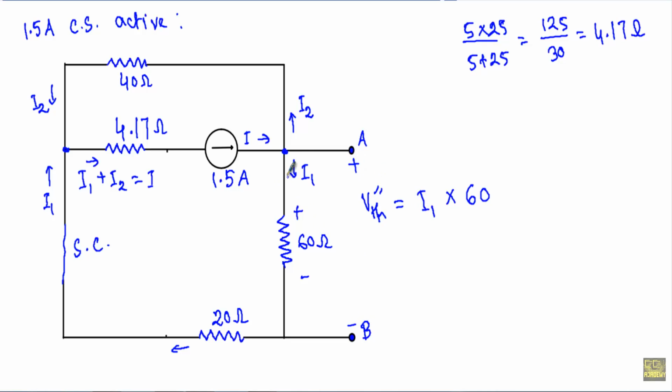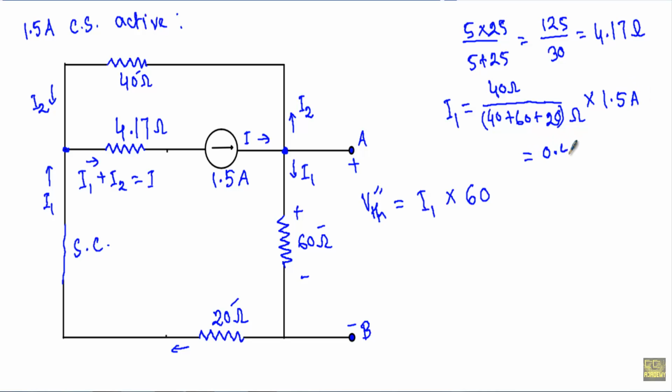Now see, if I want to calculate this I1, I will take the branch resistance of the opposite branch. See, this branch has a resistance of 40 ohm. In the denominator I will take the sum of all branch resistors, the sum of this 40, this 60 and this 20 ohm resistor, 40 plus 60 plus 20 ohm, and multiply this fraction with the value of total current, the current that is entering at this terminal, equal to 1.5 ampere. Therefore I will get a current of 0.5 ampere.